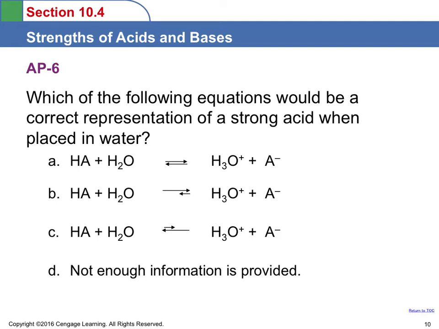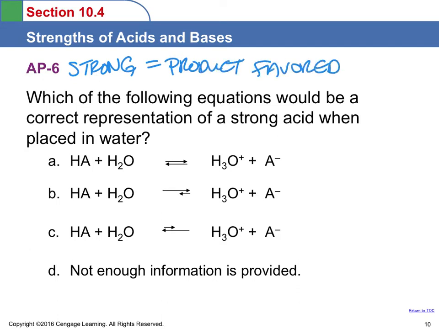If a strong acid means everything is broken apart, it's going to be product favored. Right? It wants to break apart into ions. It doesn't want to stay as HA, or the acid. If it's weak, it's going to be reactant favored. It's going to stay more as reactants rather than breaking apart.